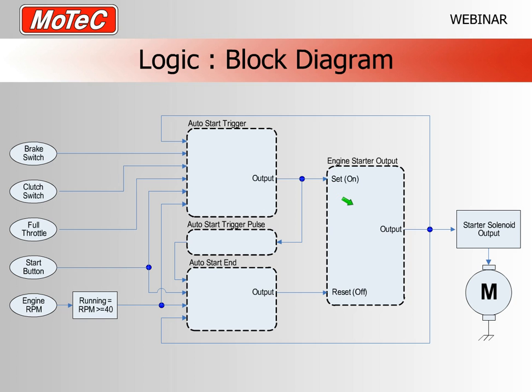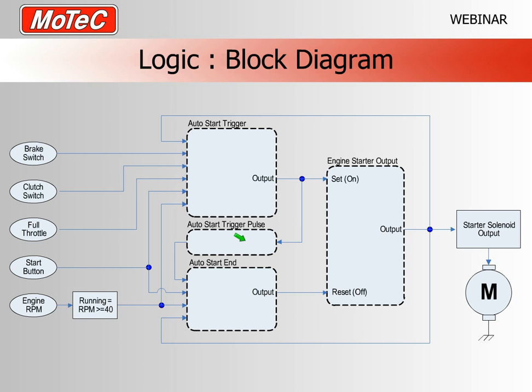So the output driver is a logic block which really only has one function. It has an on command and an off command. And so we've got two logic blocks to drive these two functions because, as you've seen in our previous screen, the two requirements are quite different to each other. Okay, so the Autostart Trigger output is our on command. The Autostart End output is our off command.